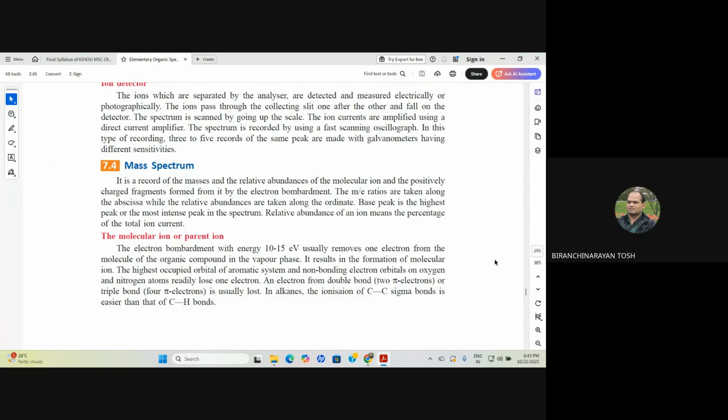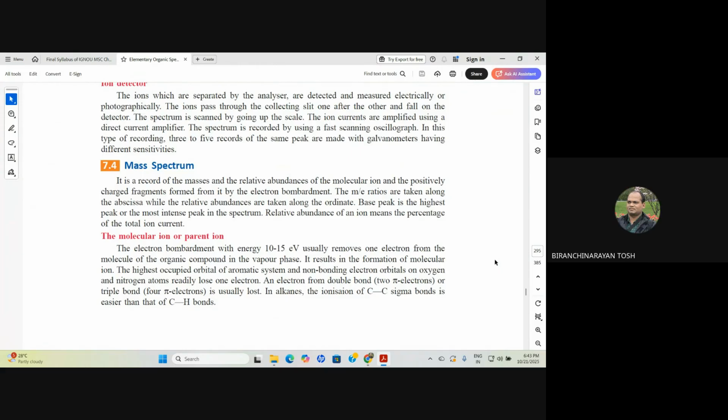Inject hydrogen vapor, ionize it, detect it. If the machine shows an m/z ratio of 2, then you calibrate it to 1, because it is only hydrogen, so the m/z ratio should be 1. So you change the knob. You do not need to change it now, it is already calibrated. I am telling how to calibrate.